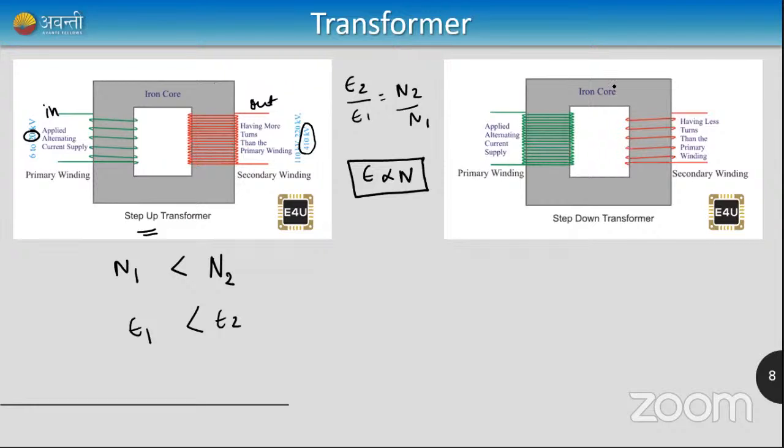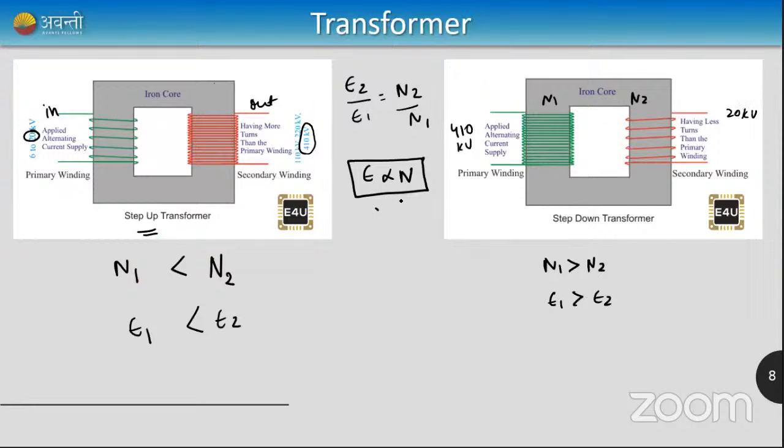Similarly, a step-down transformer also works on the same principle. I have N1 turns here and N2 turns here. Here I have N1 greater than N2. N1 has more turns, therefore E1 will be greater than E2. So initially, the voltage here will be 410 kilovolt, but when it comes outside, it will be just 20 kilovolt. It is stepped down now, right? The voltage is decreasing because the number of turns decreases.